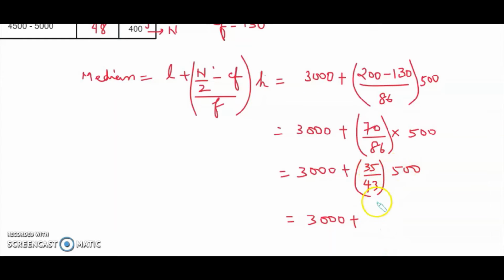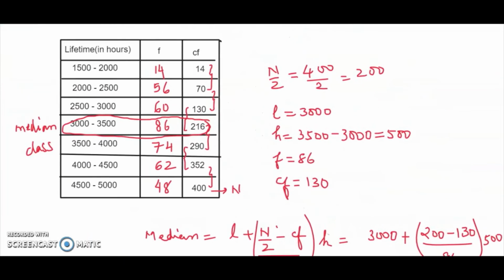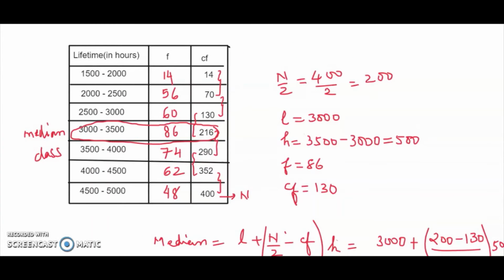I'm going to multiply 35 and 500. So 17500 divided by 43, which is 3000 plus, what did the division give me? 406.9. So the answer is 3406.9, sorry. 3406.9. So what are we getting? 3406.9.